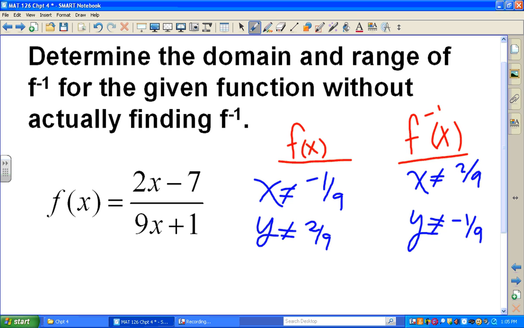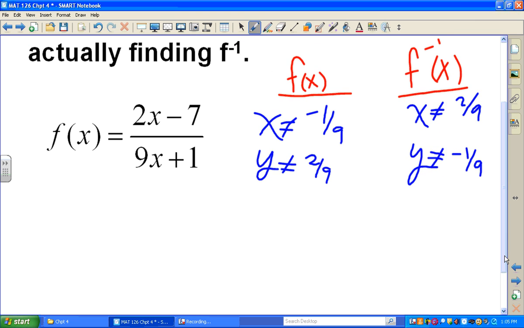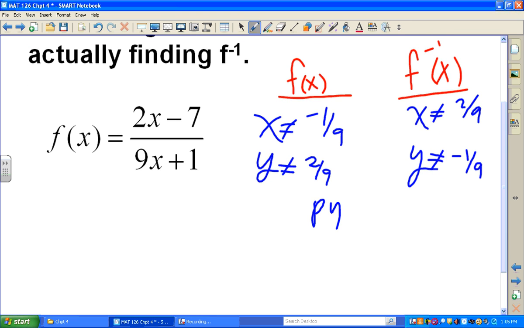How'd that go? Pretty good? Fantastic. How far did we get? Perfect. So what page are we on? 288. 1 through 23. Odd.